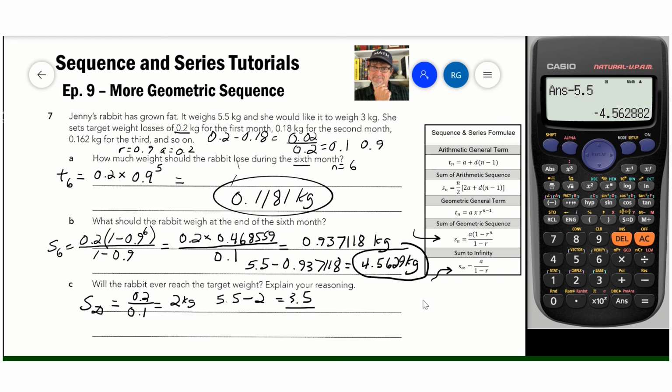So our target weight was 3 kilograms. So the answer is no. The rabbit can never reach the target weight. That's too bad.